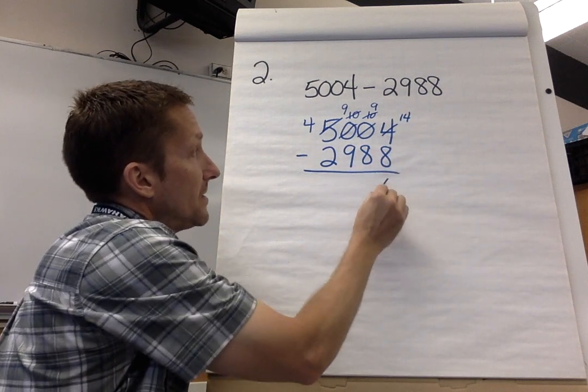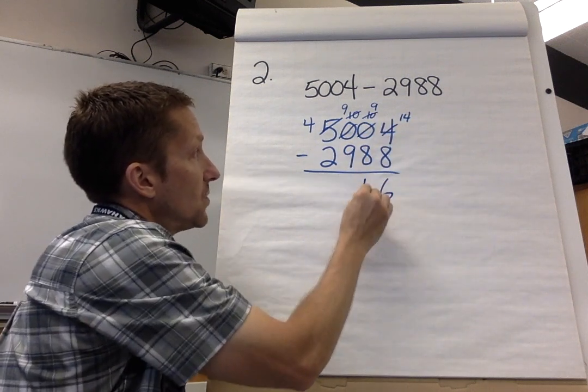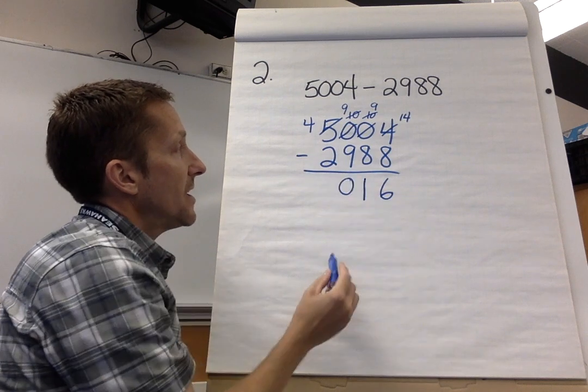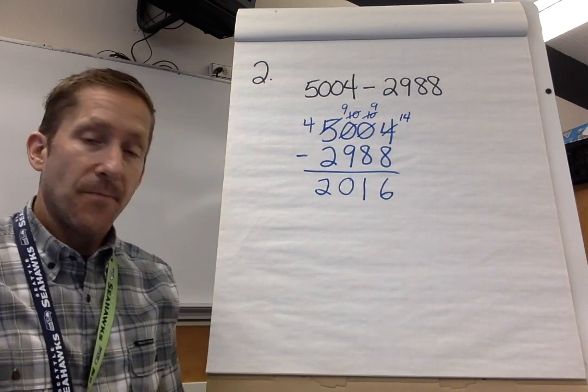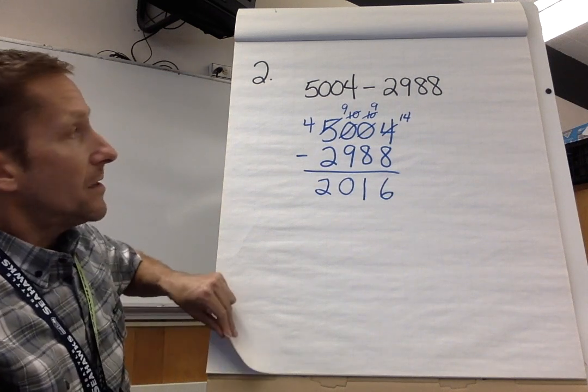14 take away 8 is 6. 9 take away 8 is 1. 9 subtract 9 is 0. And 4 subtract 2 is 2. Number 3.